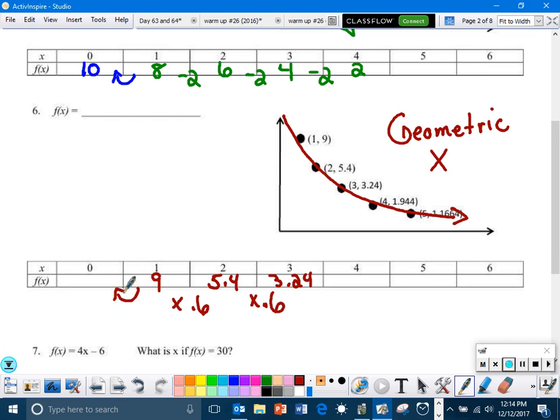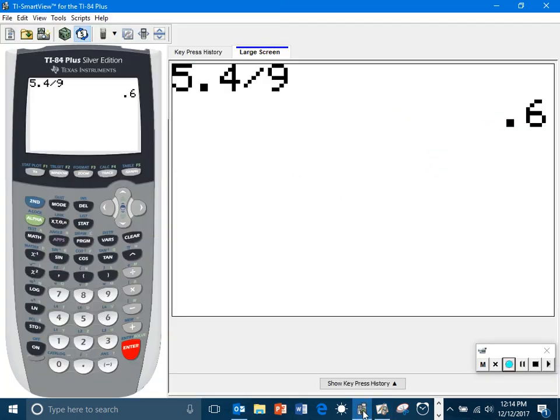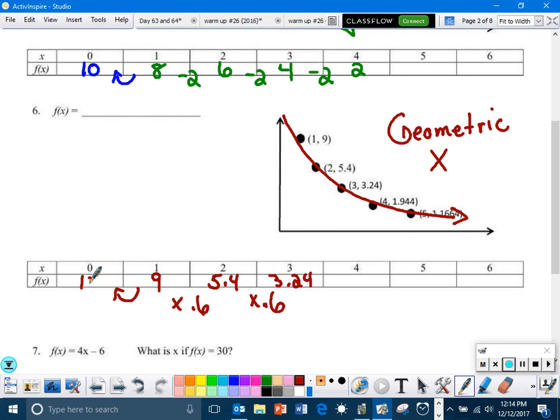Okay, going backwards. Instead of multiplying, I am going to divide. So I'm going to take the 9, and I'm going to divide it by the 0.6. And I see that the number under the 0 is a 15. Now, since this one is geometric, remember we use parentheses. The 15 goes in front of the parentheses, and the 0.6 goes inside, and then don't forget the x is an exponent. Again, geometric, we are multiplying, and x needs to be the exponent.